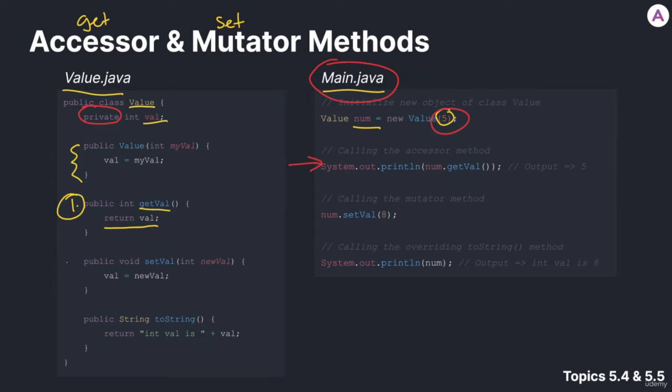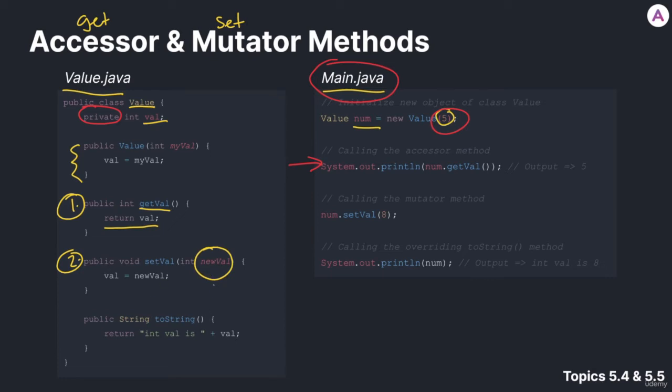Now let's look at mutator methods. In a similar way, since we cannot access val directly and set its value in other classes like the main class, what we'll have to do is use a method for that as well. So we have right here a public void setVal method that takes an argument newVal, and then we set val to newVal.